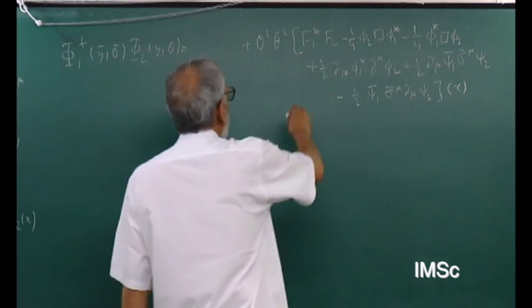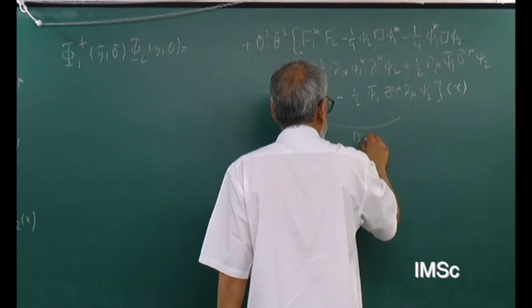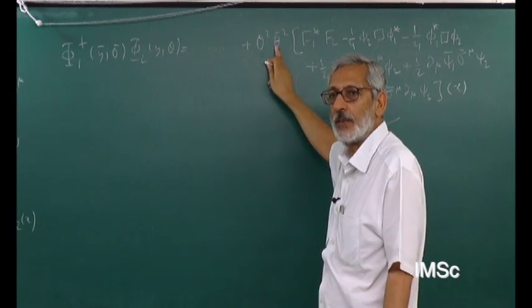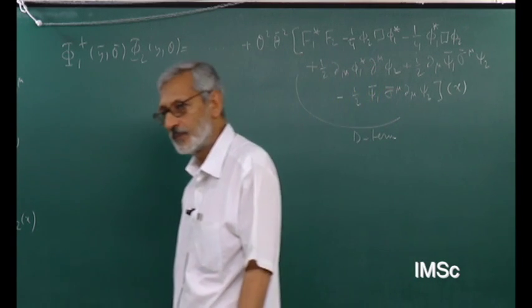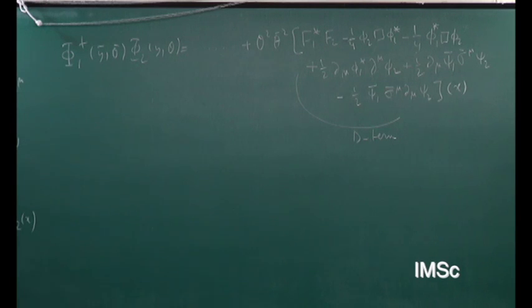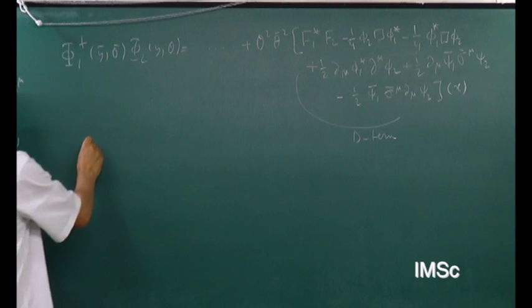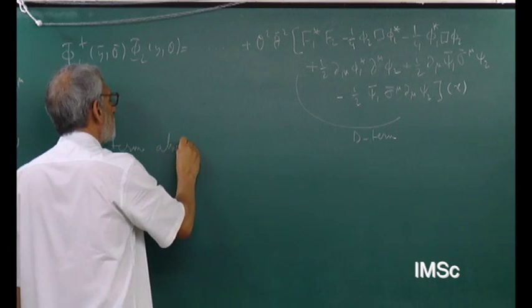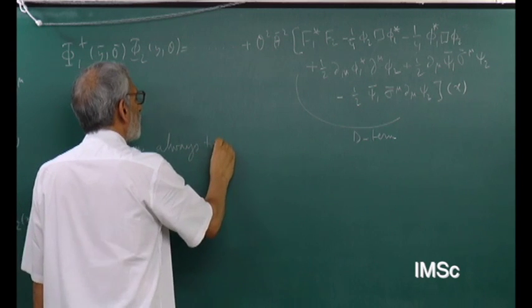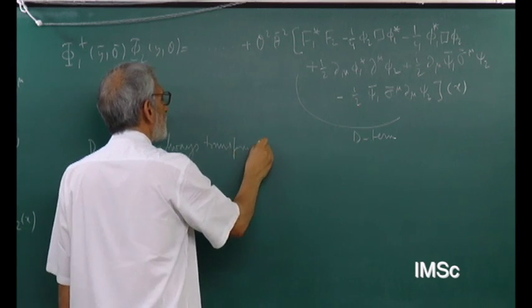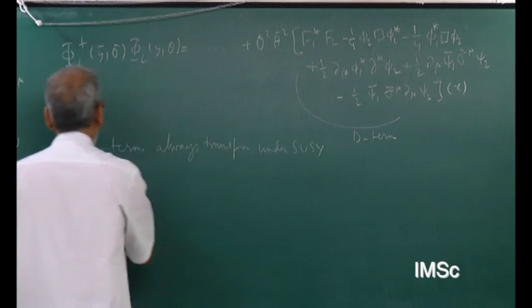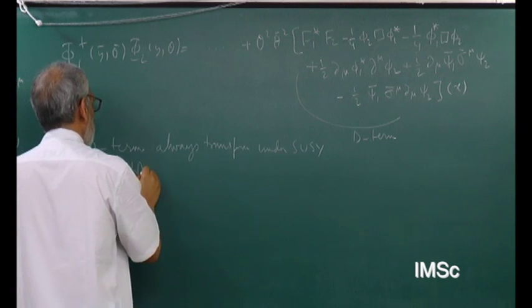And this term we call D term. That's naming. D term is the coefficient of theta square, theta bar square. And D term has the property that it always transforms under SUSY by a total derivative.